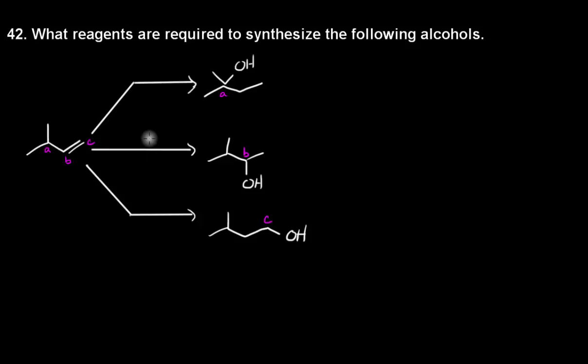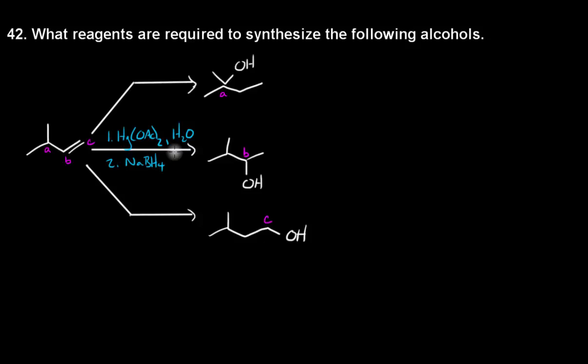So if we're going to do that, then all we have to do is remember the reagents, and we're home free. So that's just going to be our mercury acetate, water, and then step 2 is going to be sodium borohydride.